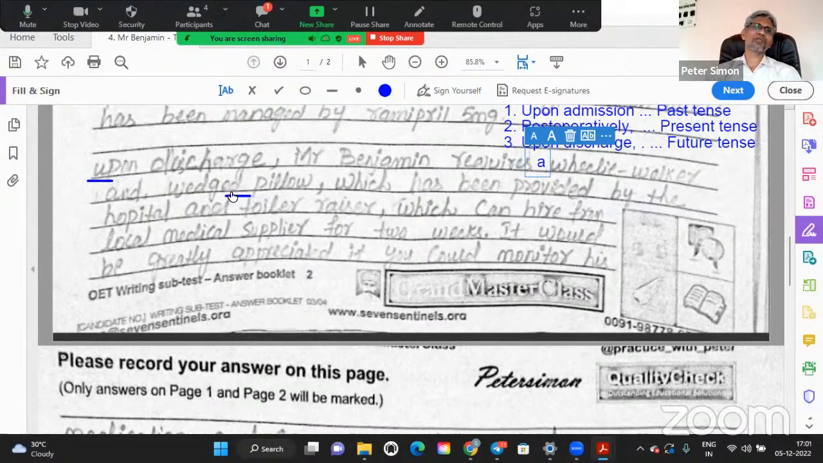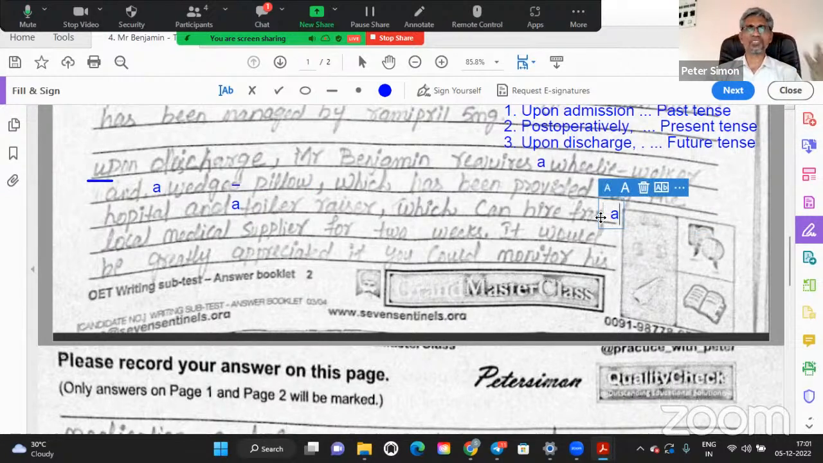Wedged pillow or wedge pillow? Who will write A here? A wedge pillow. Why wedged pillow? And A toilet razor. Who will write A toilet razor? Razor is one. This also I should tell you. For every noun, you have to use A. Medical supplier. Who will write A here? A medical supplier. What are you doing?